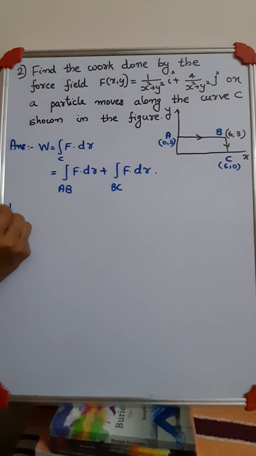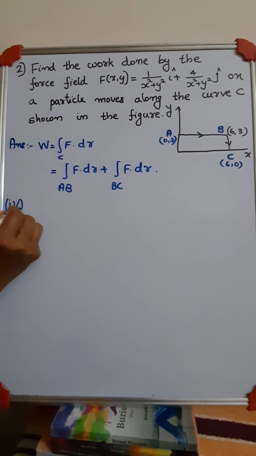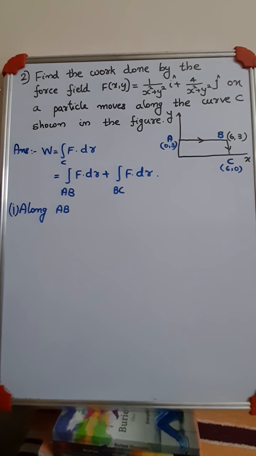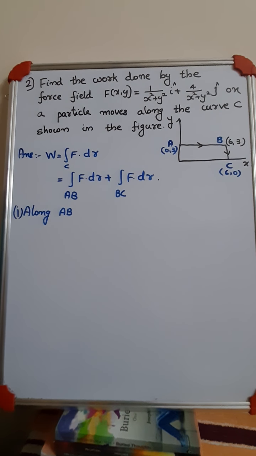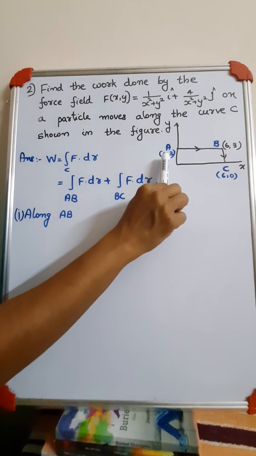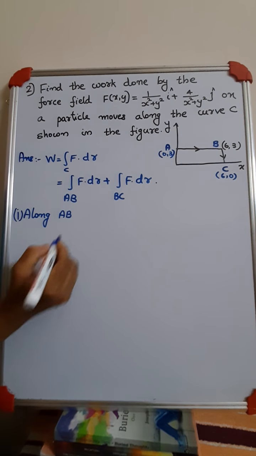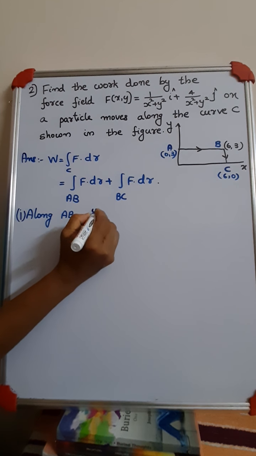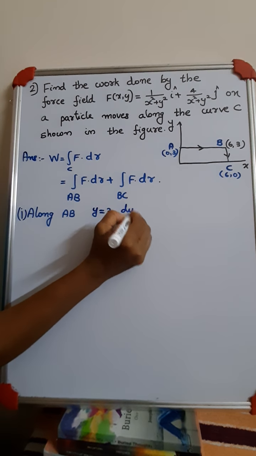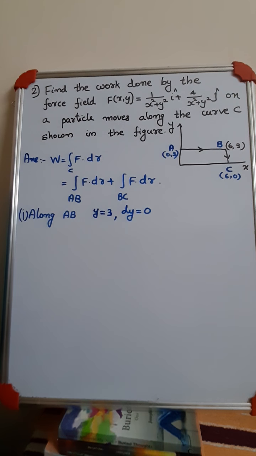Then the first part is along AB. Now, what is the straight line AB? The equation of the straight line AB is a line parallel to the x-axis passing through the point y equal to 3. That means the equation of the straight line is y equal to 3. So what is dy? dy is equal to 0.